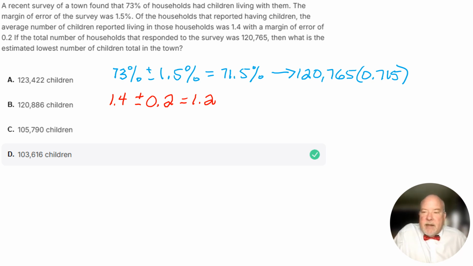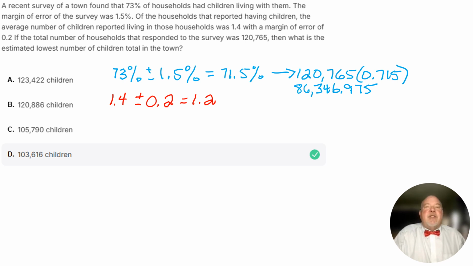And when I do that, I kind of cheated. I got the number written down here. I'm going to have to write it below it because it's not going to fit. I get 86,346.975. So I'm not going to round anything until I get to the end. When in doubt, it's best to wait and round at the end. Okay, so that's the number of households using the 71.5% that said they have children.